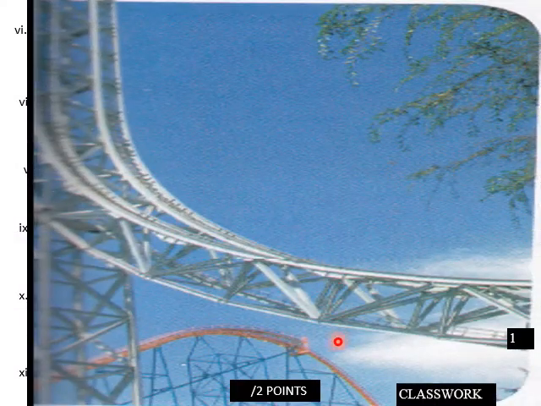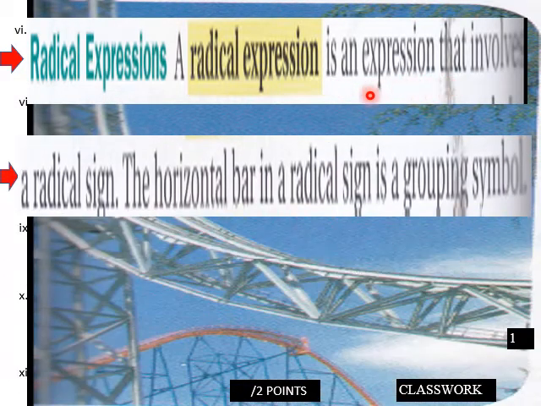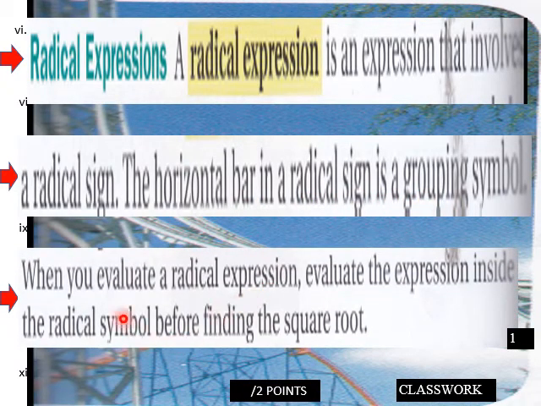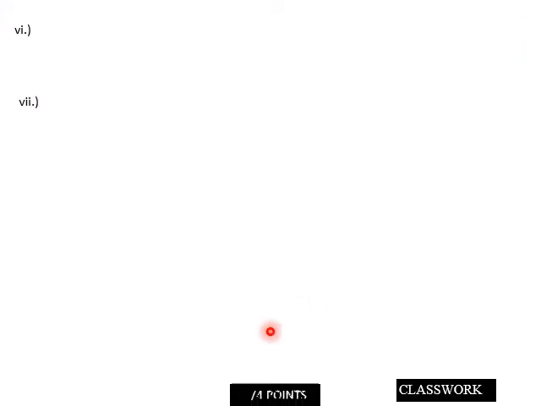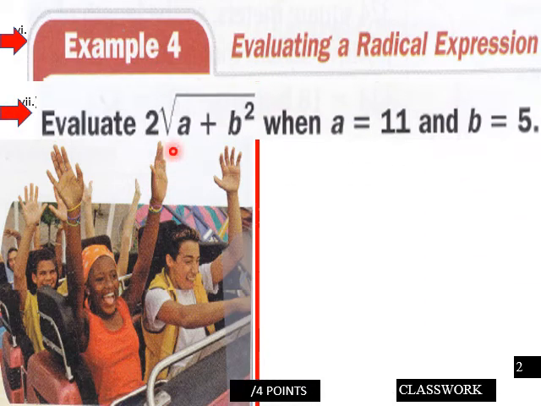Our lesson for today, classwork, page 1, radical expressions. A radical expression is an expression that involves a radical sign. The horizontal bar in a radical sign is a grouping symbol. When you evaluate a radical expression, evaluate the expression inside the radical symbol before finding the square root. So let's try an example of that. Let's go into evaluating a radical expression.